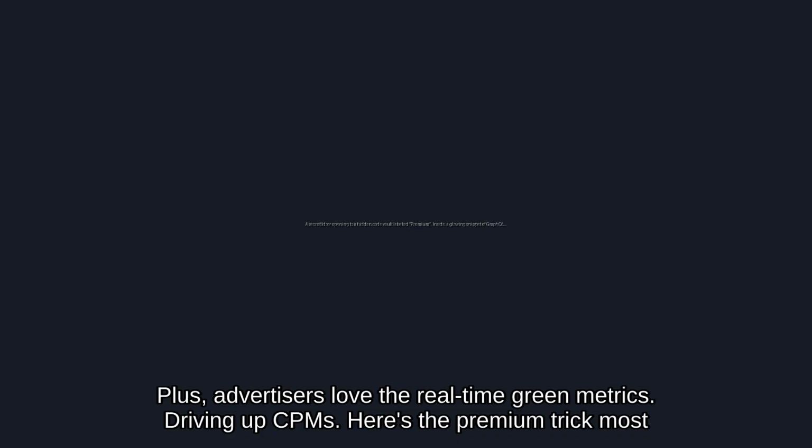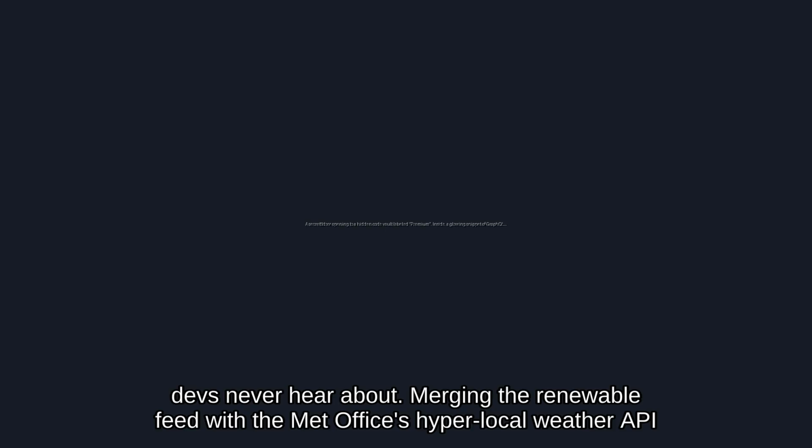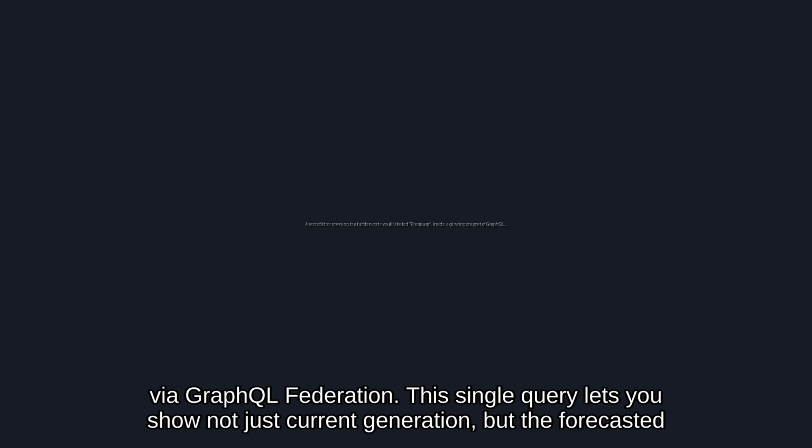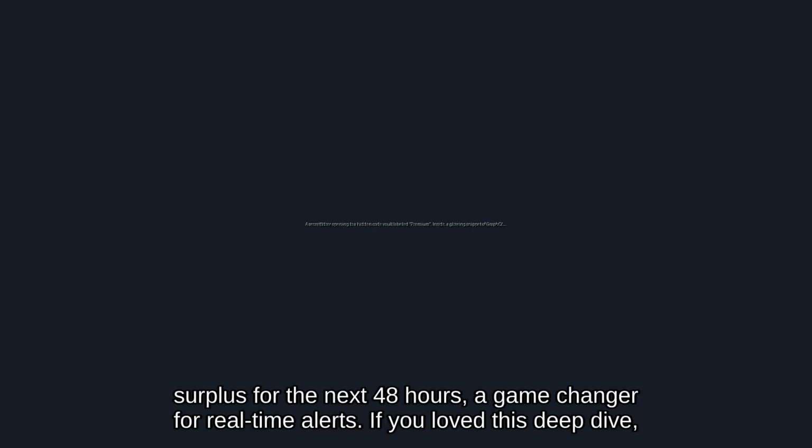Here's the premium trick most devs never hear about: merging the renewable feed with the Met Office's hyperlocal weather API via GraphQL federation. This single query lets you show not just current generation, but the forecasted surplus for the next 48 hours, a game changer for real-time alerts.